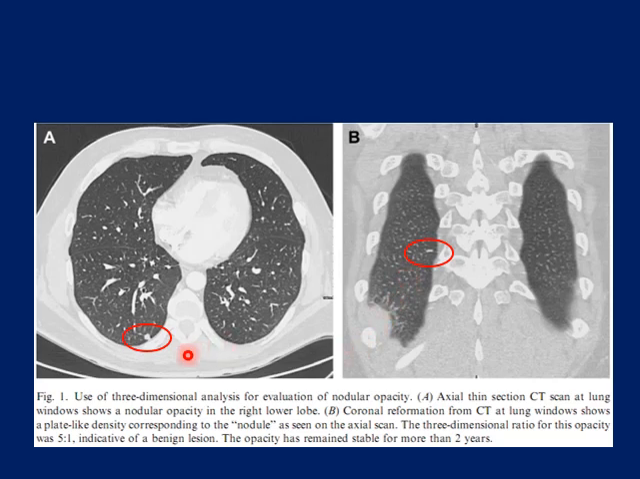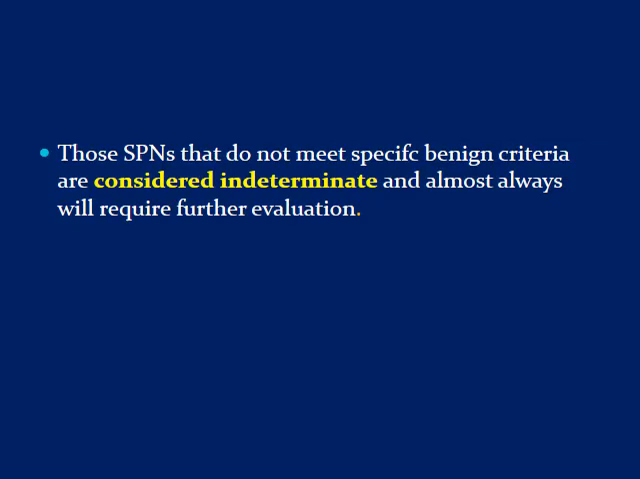So before you say that this is a suspicious nodule, you should be sure whether it is rounded or spherical, or just flattened like this. This is the importance of using MPR. Those solitary pulmonary nodules that don't meet the specific benign criteria should be considered indeterminate and almost always will require further evaluation or at least follow-up.